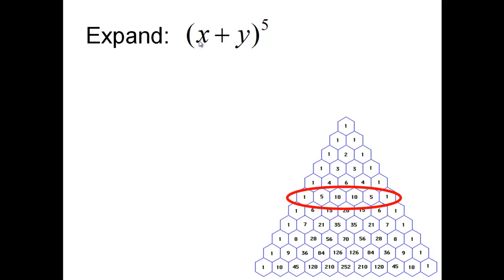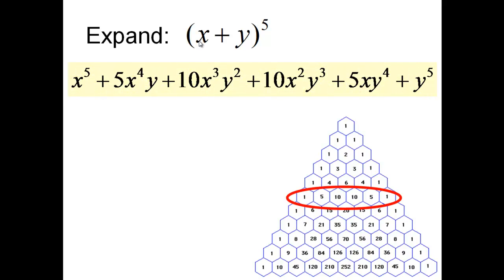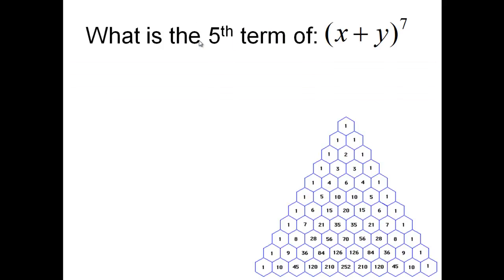So basically what we're going to do is start with our x highest power and go down along the way, and start with our lowest y power and go up along the way, giving us an answer of x to the 5th plus 5x to the 4th y plus 10x to the 3rd y squared plus 10x squared y to the 3rd plus 5xy to the 4th plus y to the 5th. This is much faster and easier than actually multiplying it out by hand.